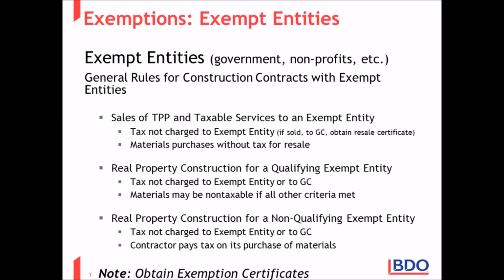So next, we'll discuss real property projects, which may involve either a qualifying exempt entity or a non-qualifying exempt entity. If it's a real property construction for a qualifying exempt entity, tax is not charged to the exempt entity or to the general contractor, and the materials may be non-taxable if all other criteria is met. If it's for a non-qualifying exempt entity, which we will explain, tax is not charged to that exempt entity or to the general contractor, but the contractor in this situation would pay tax on its purchases of materials. And then just a note at the bottom there, and we'll emphasize this a couple times throughout the session, is whenever required, you always want to make sure you obtain the appropriate documentation and exemption certificates.